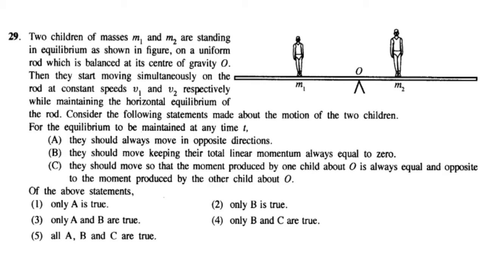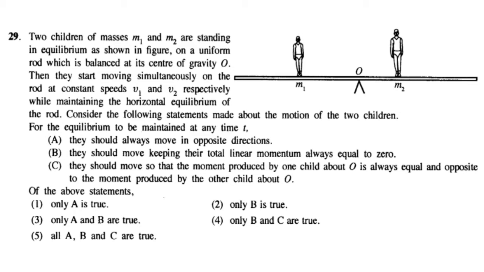Answer 3. Question 29. Two children are standing on a uniform rod which is balanced at its center of gravity O. Then they start moving simultaneously, but they maintain the horizontal equilibrium of the rod. And three statements are given. They are asking which statement is true regarding the equilibrium of the rod. Statement A: they should always move in opposite directions.